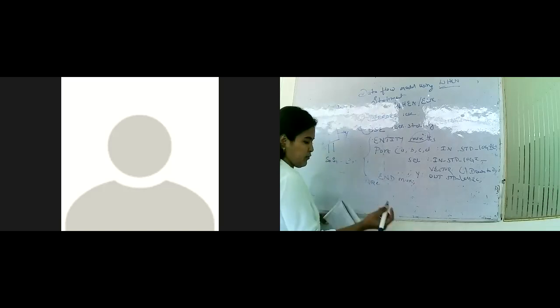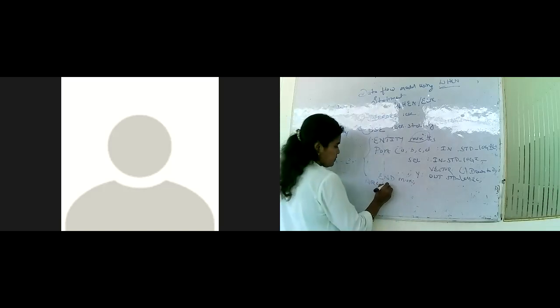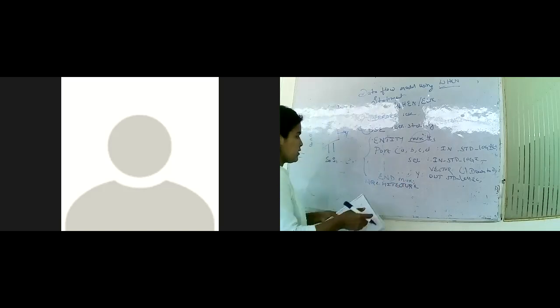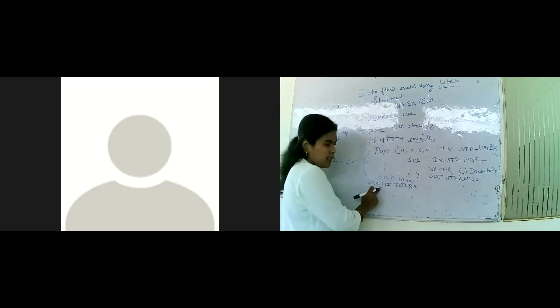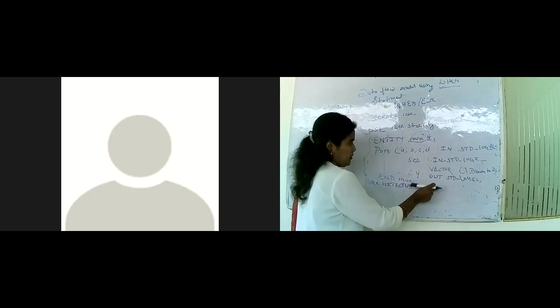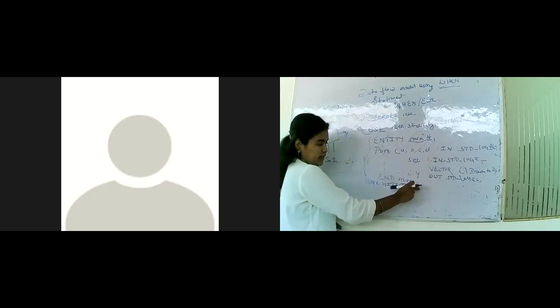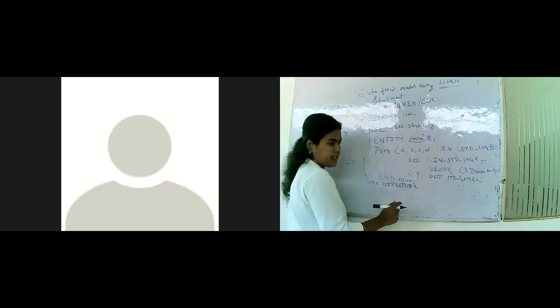The next lecture I will use a different sketch pen, okay? Architecture. I will take a different marker. So first is architecture. You have to write the architecture name here. The name should not be the same for the entity and its architecture.